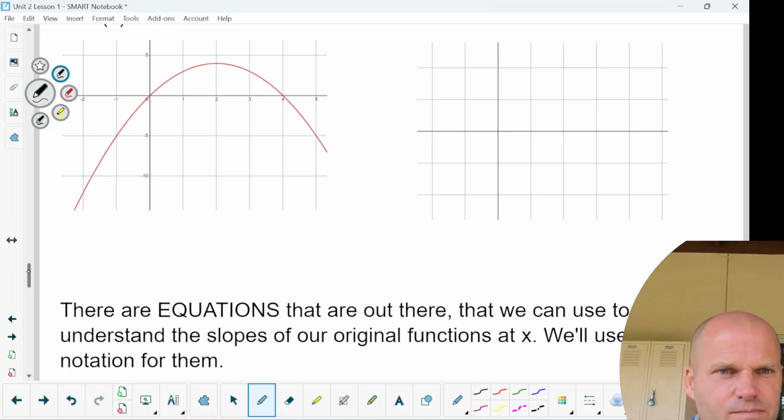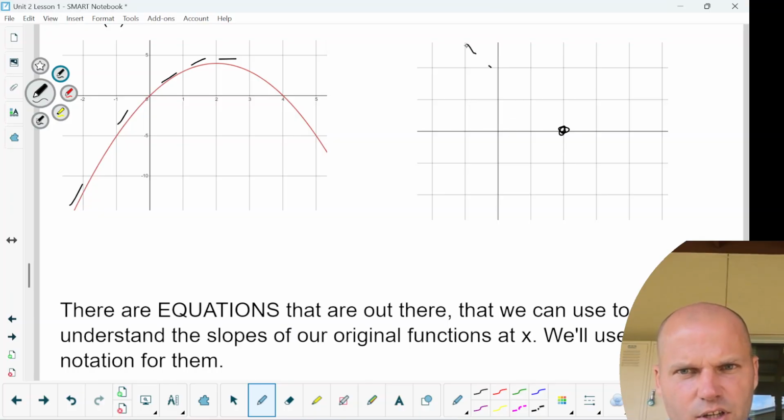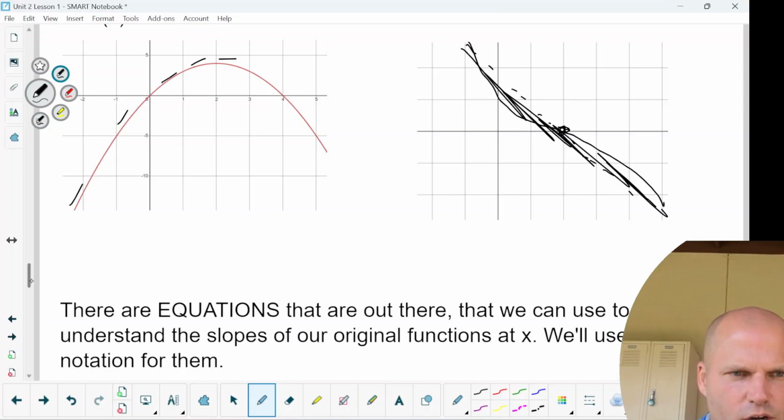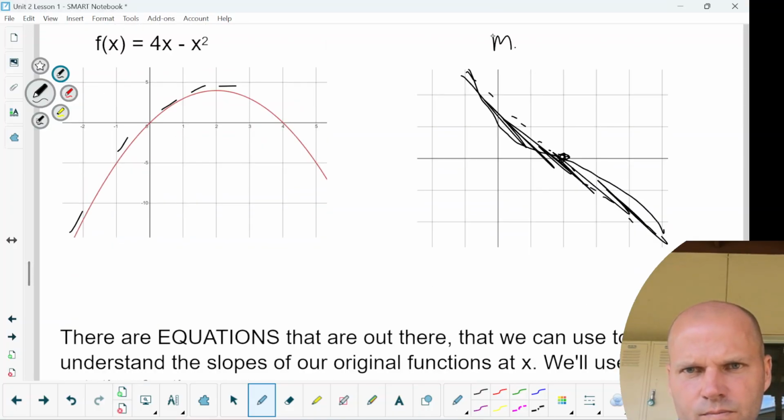Last one, just for fun. Positive, less positive, less positive, less positive, 0 at 2, and then negative, more negative. Now, how do we know this doesn't curve? We don't know right now. Maybe it curves. All we know is that there is some equation for the slopes.